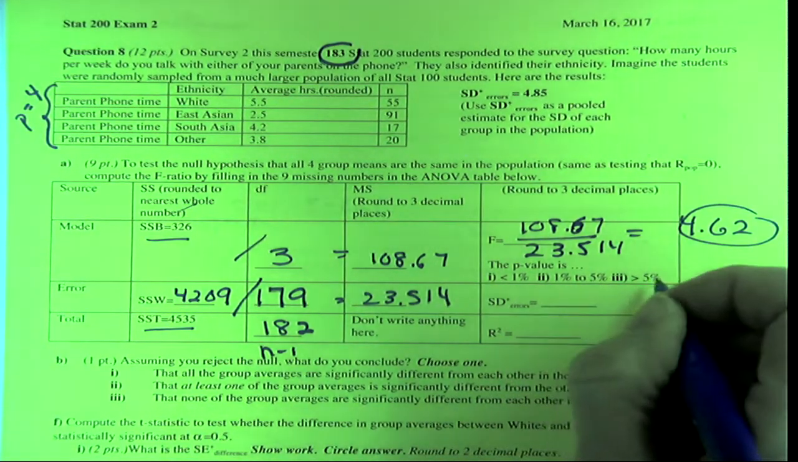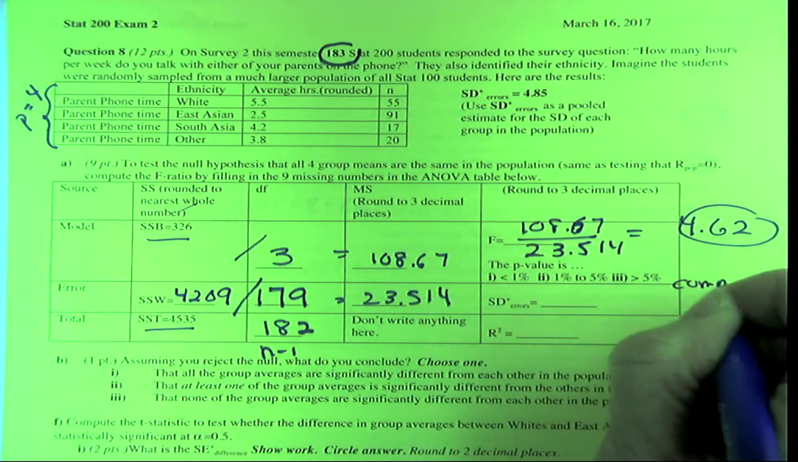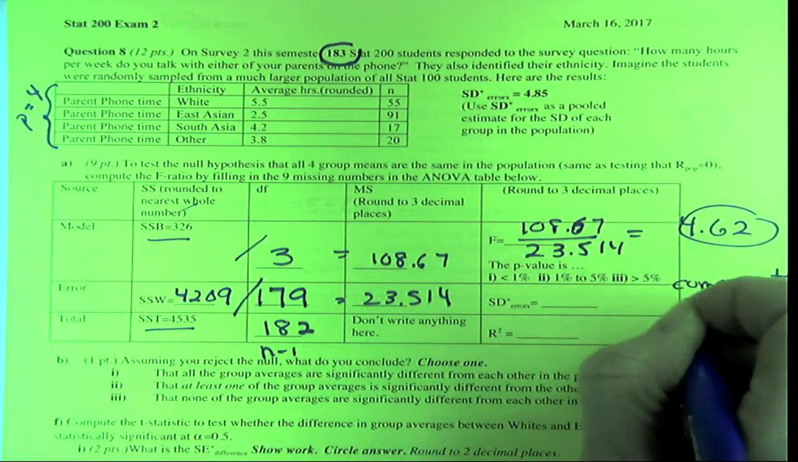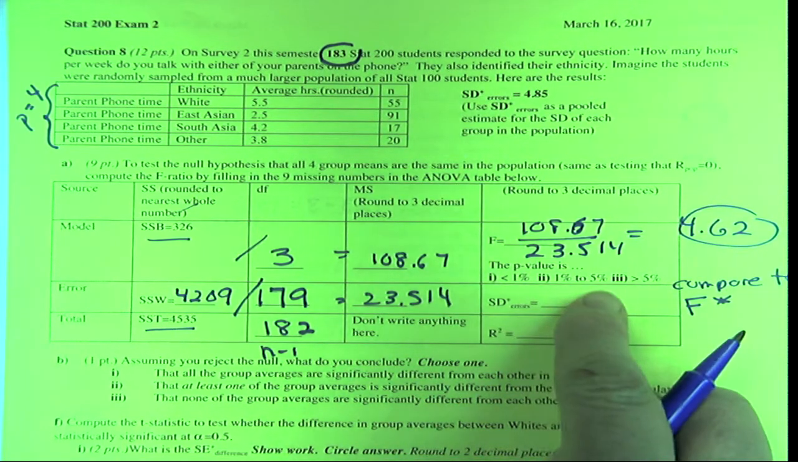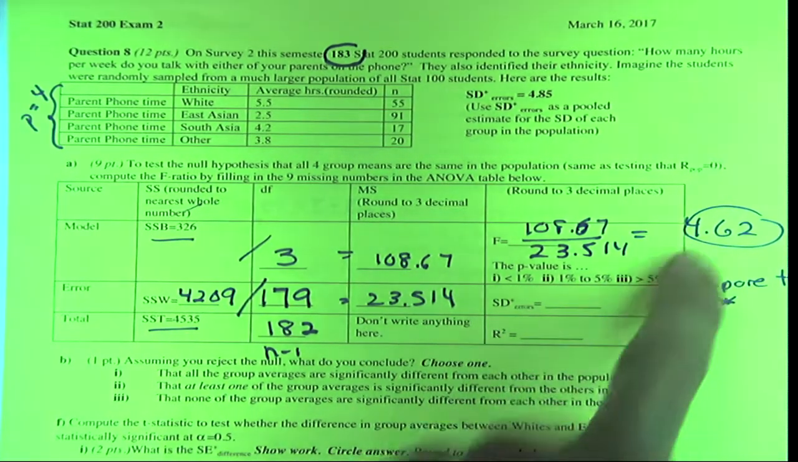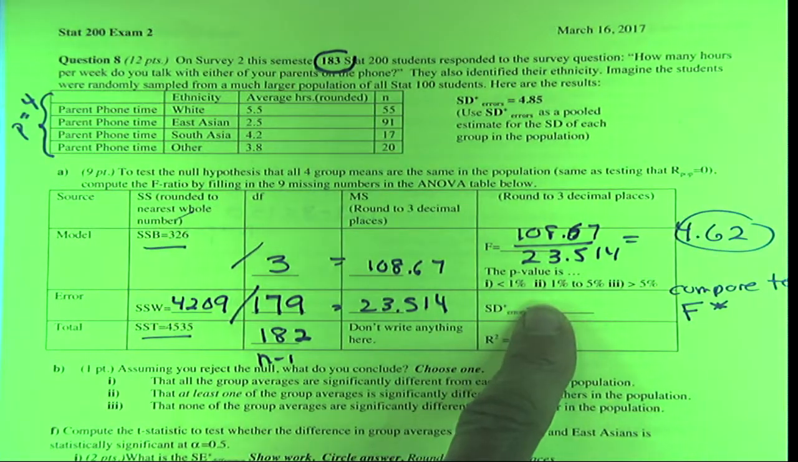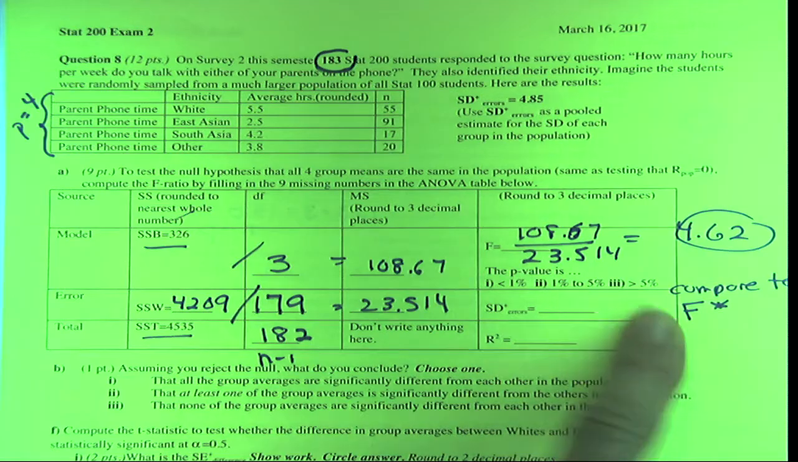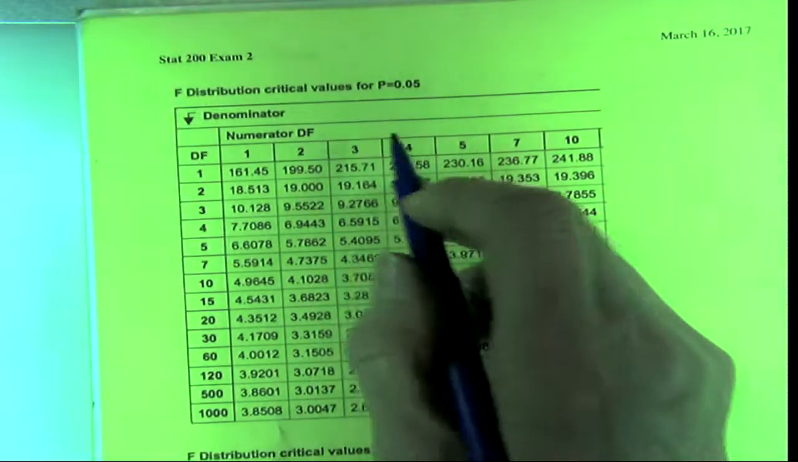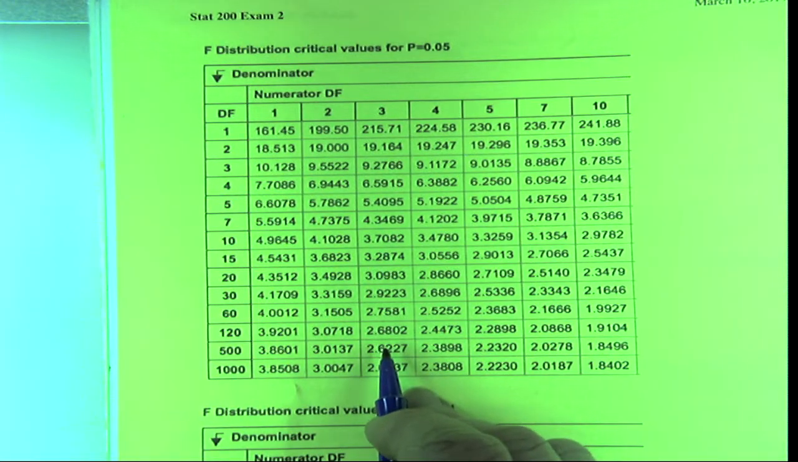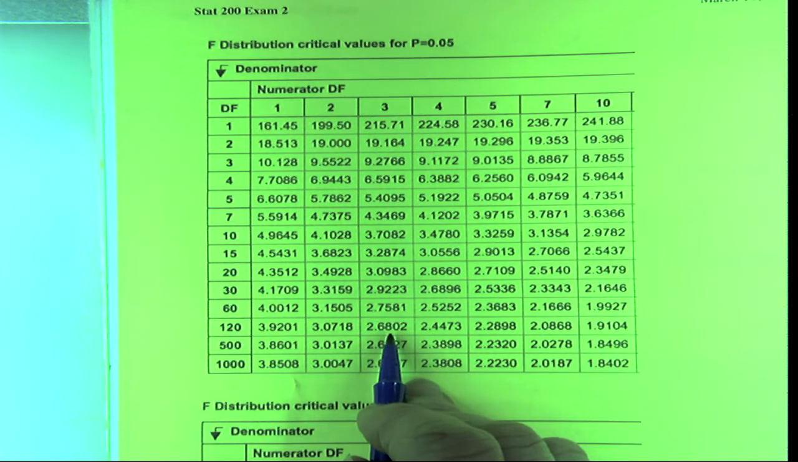We have to compare to the critical value, right? Some critical value, we're not sure. Let's look at our table. Remember, what do we have here? Which curve? We have 3 and 179. So let's quickly look at the table, because this might be hard. We look at the table for 3 and 179.